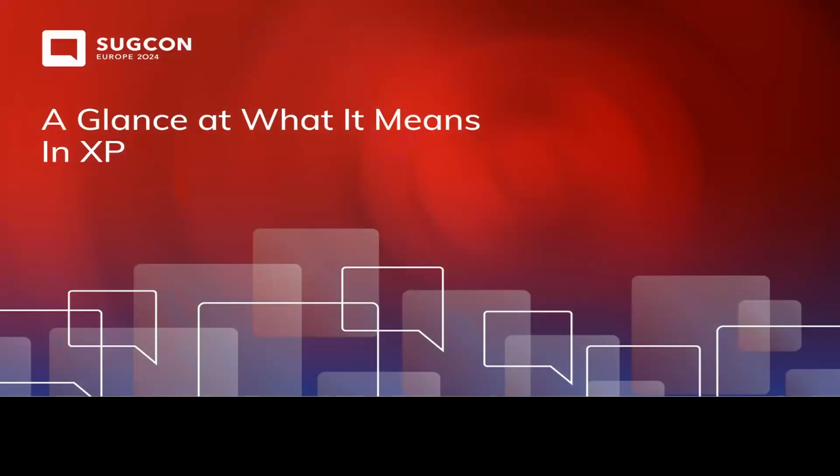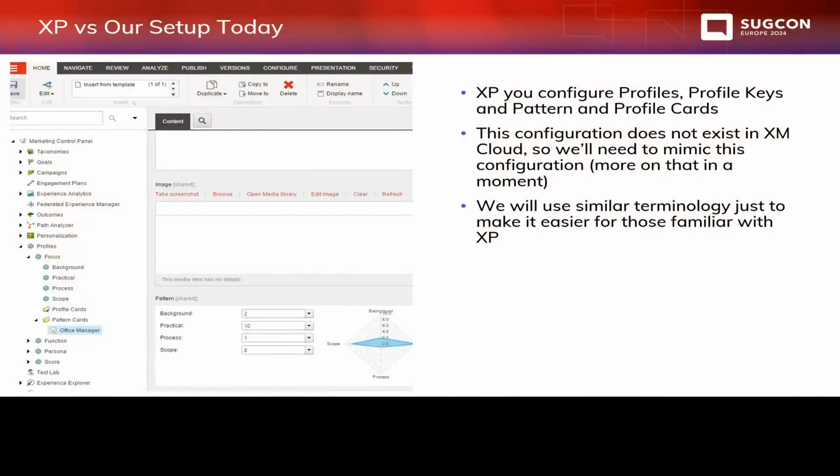So I just wanted to take a glance at what this looked like in XP, and this will lead us into our first use case with XM Cloud and Personalize. So XP, as probably most of you are aware, has profiles, profile keys, patterns, and profile cards, all just naming conventions inside XP that represent items that you would assign to pages and use to define your personas. Unfortunately, that configuration exists in XP as a marketing control panel, but it no longer exists in XM Cloud. So we're going to essentially recreate that functionality.